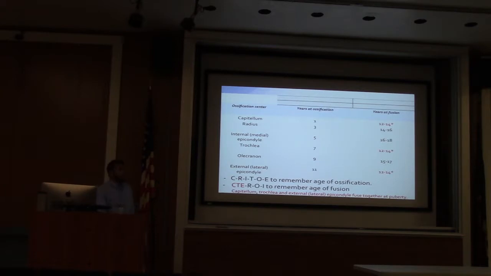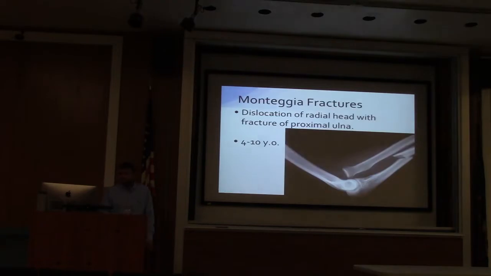This is just a rapid review of the ossification centers and the time of closure. This can help in diagnosing this fracture. And there is a mnemonic to make it easy to remember: try to remember the order of ossification: capitulum, radial head, internal epicondyle, trochlea, olecranon, external epicondyle. Usually all of them appear at 12 to 14, and for the other ones you add 1 year for each. Clear?